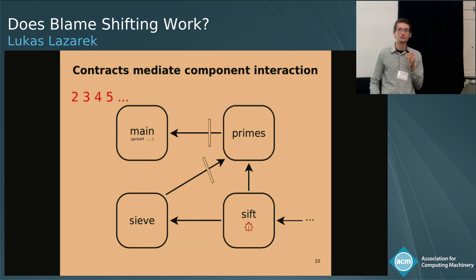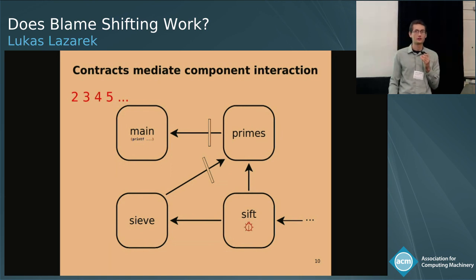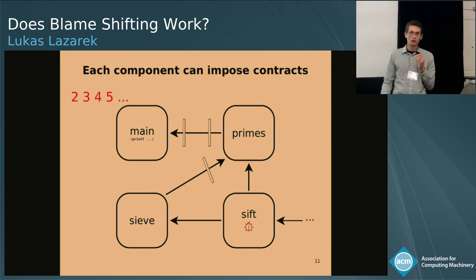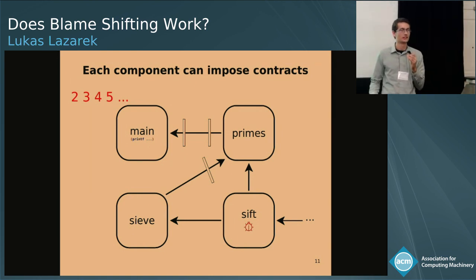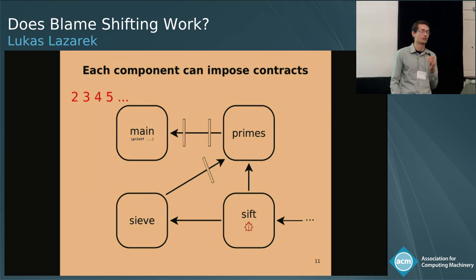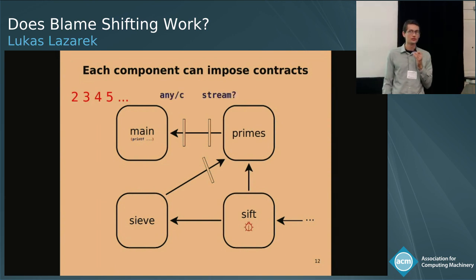And the contracts establish these boundaries between the components and mediate their interactions at runtime. And along a boundary, each component has the opportunity to establish its own contracts. So for instance, the primes component can establish a contract specifying its expectations and guarantees about the values it provides to main, and main can also establish a contract about those same values coming from primes. And these can be completely different contracts. So for those of you that know a bit about contracts theory, I'm not talking about positive and negative positions in contracts here. I'm just saying that multiple components have the opportunity to attach contracts to the same values.